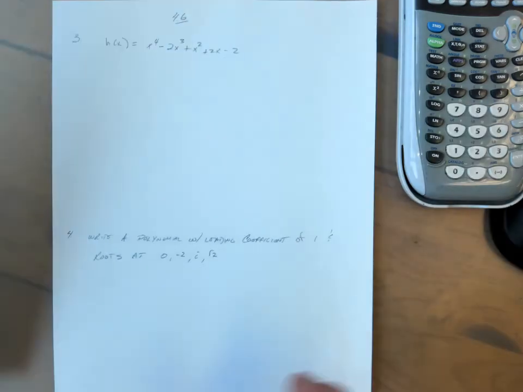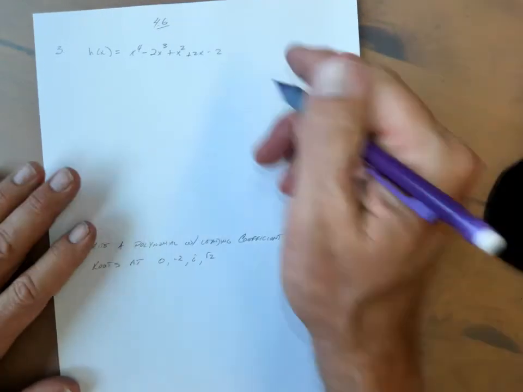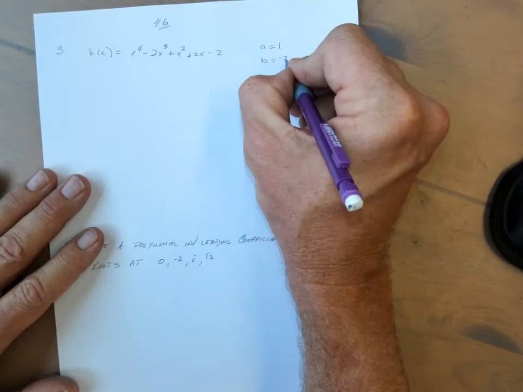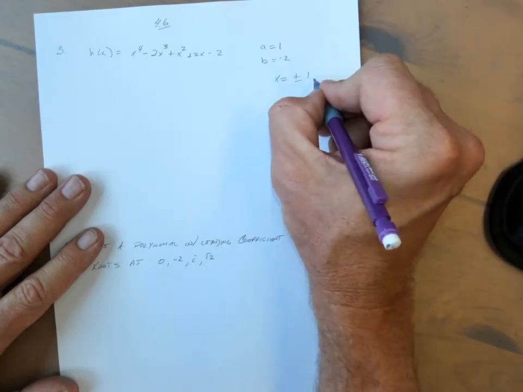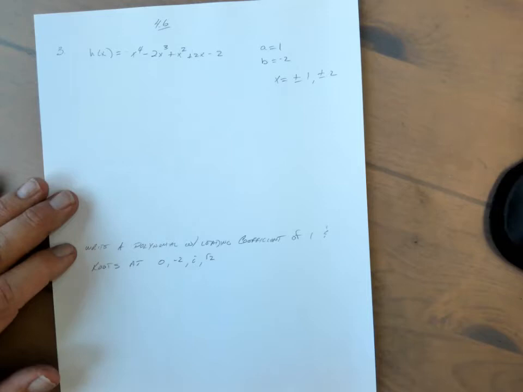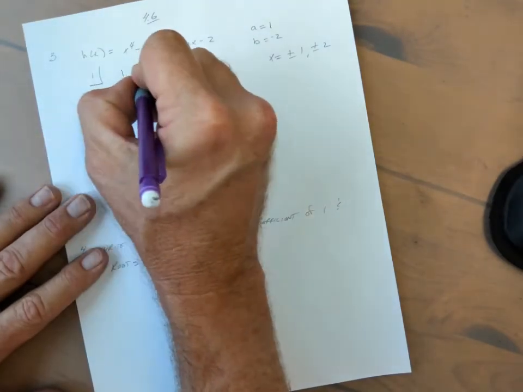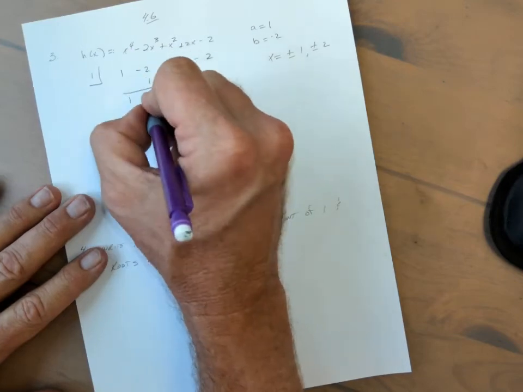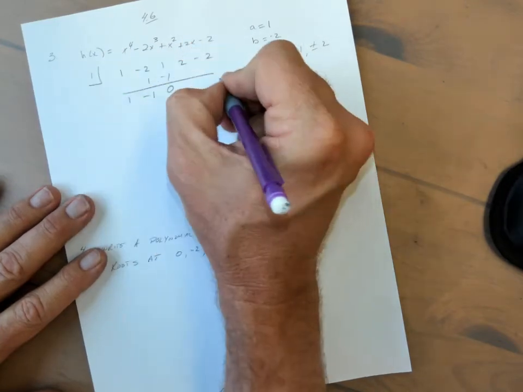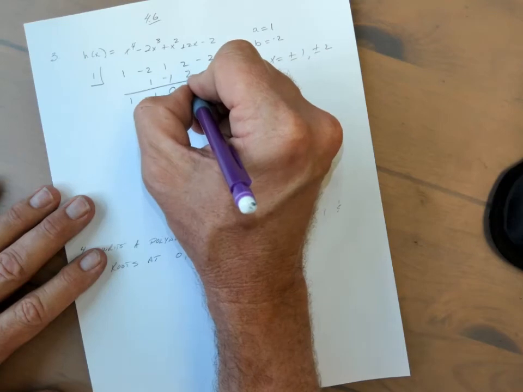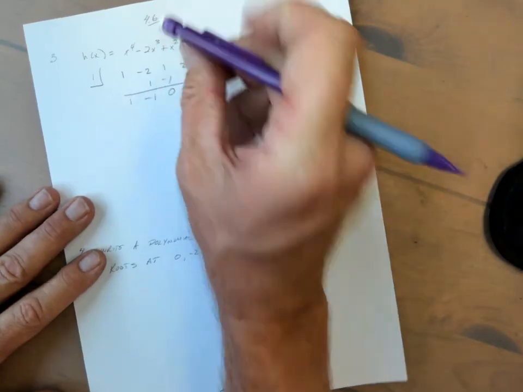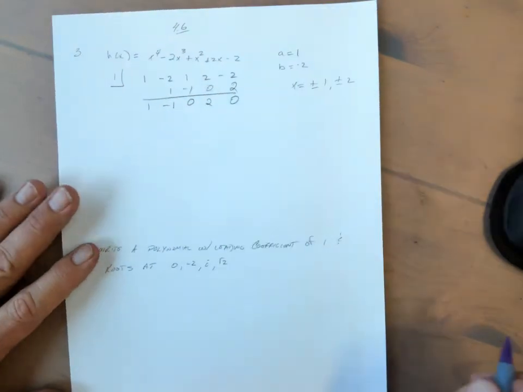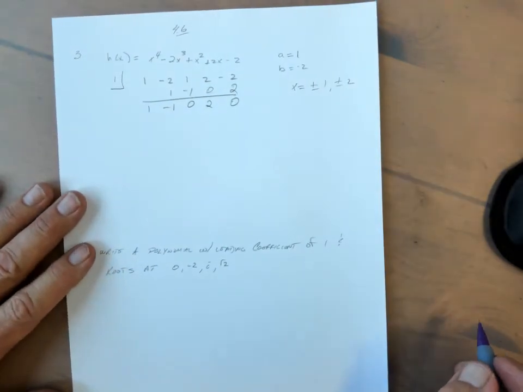Okay, let's look at a couple more scenarios. Here, again, our rational root theorem. Leading coefficient is 1, constant term is -2. So nice and easy, plus or minus 1, plus or minus 2. Again, I'll try 1: 1, 1, -1, -1, 0. That's a 0. 1 times 0. That's a 2. 1 times 2 is 2. That's a 0. Okay, so we have one of our roots.